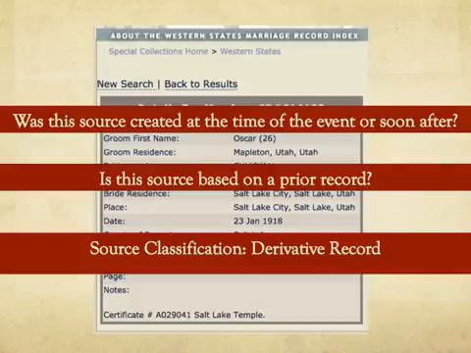Again, every source you look at will be classified as either original, derivative, or authored narrative. This classification is completely separate and independent from any other classification.